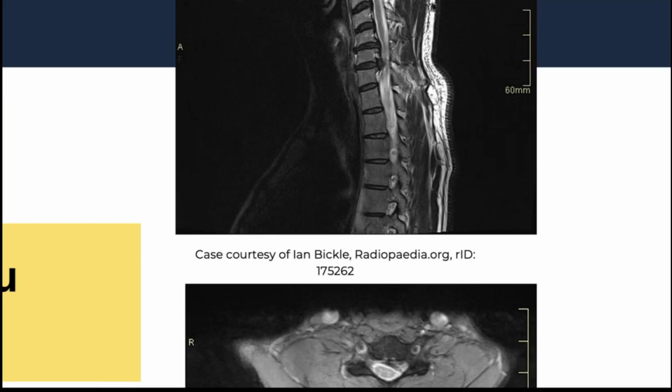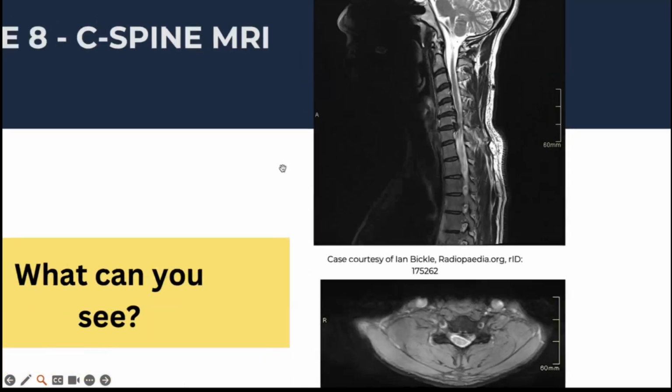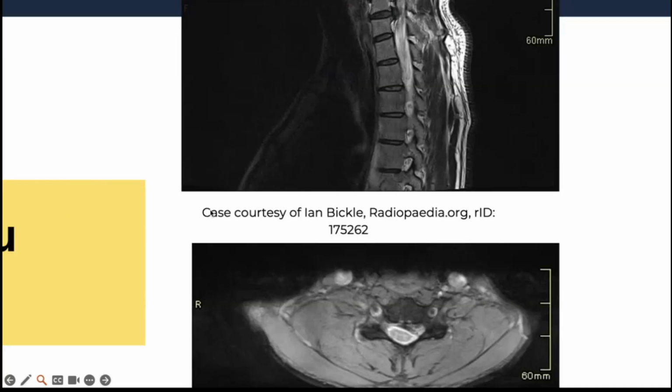Disc extrusion, maybe. That sounds about right, Lauren. Zero confidence. No, that's really good. Well done. Yeah, so if we look here, I'll move on to the next slide because it explains it.